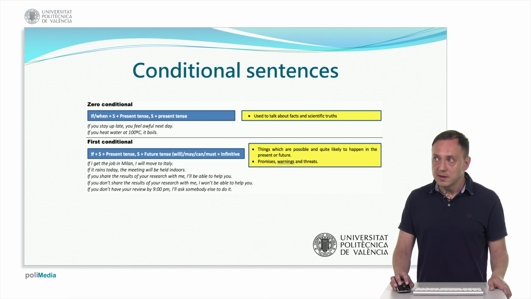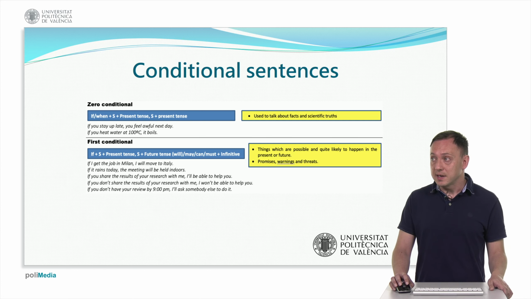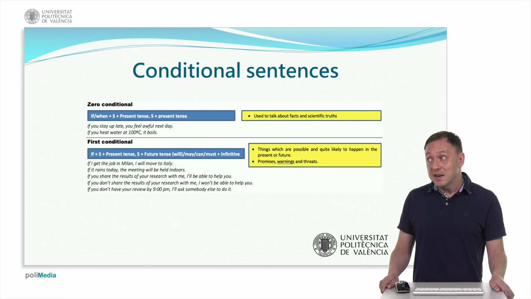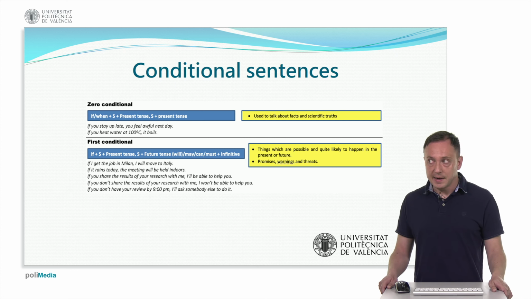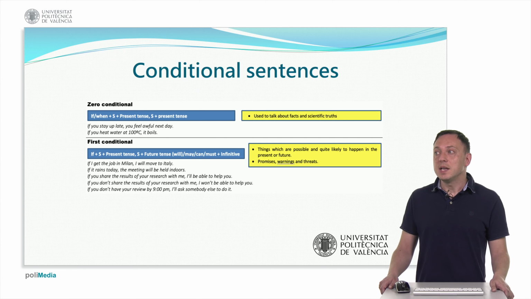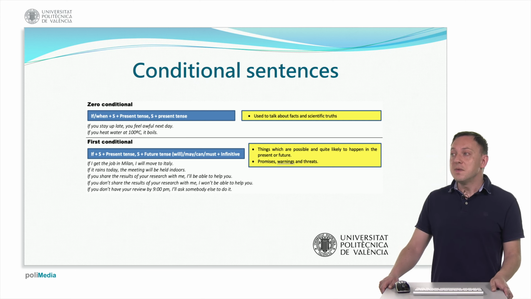So the structure that you have for the zero conditional is if or when plus subject plus present tense, comma, subject and present tense. So the zero conditional is used to talk about facts or scientific truths. For example, if you stay up late, you feel awful the next day, right? So that's a fact. Or if you heat water to 100 degrees, it boils. That's a scientific truth.